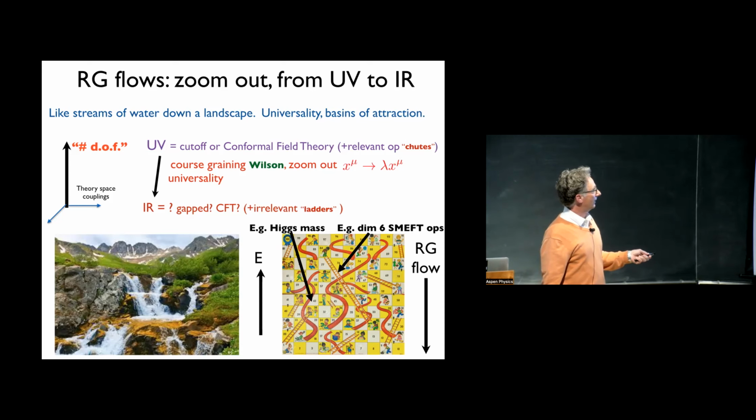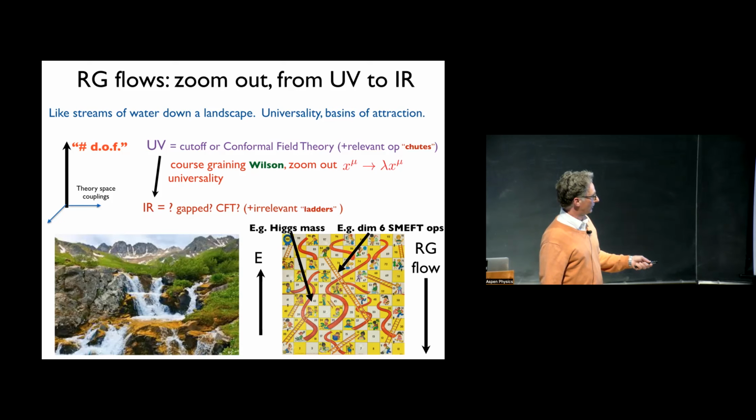Is it a gapped theory, like the $1 million Clay Prize problem? Is it a conformal field theory? You flow into this infrared endpoint. This is like the endpoint of these flows into some lake or something. It goes along some direction, which is some irrelevant operator. And these are like ladders. In terms of this game, these ladders are ways that you could try to climb up to higher energies.